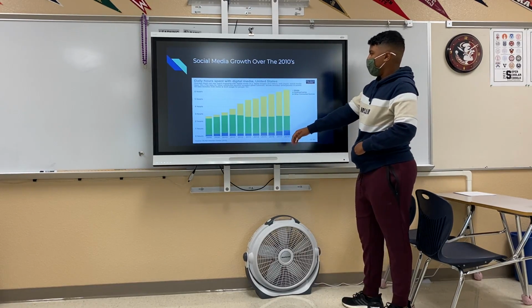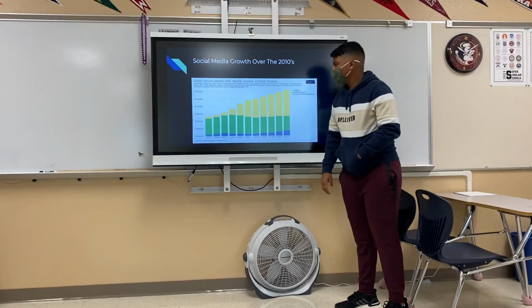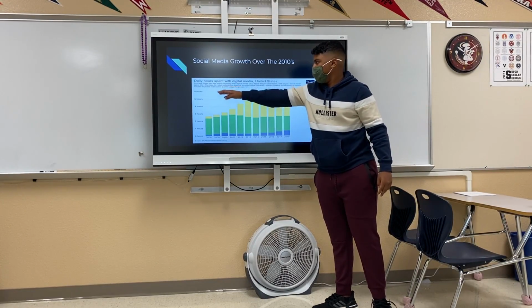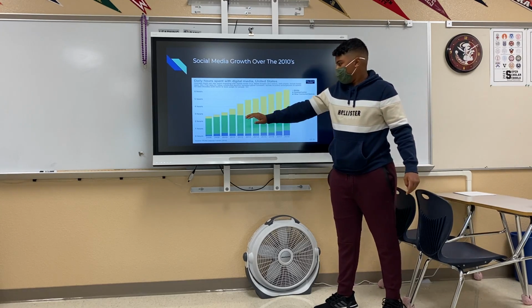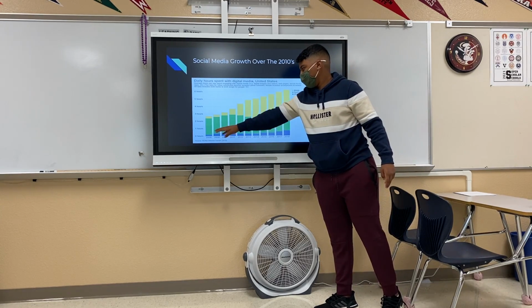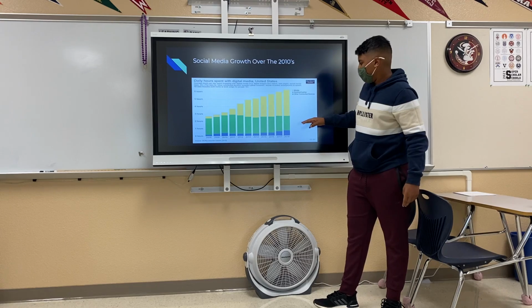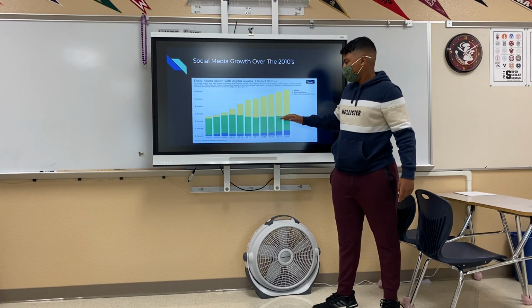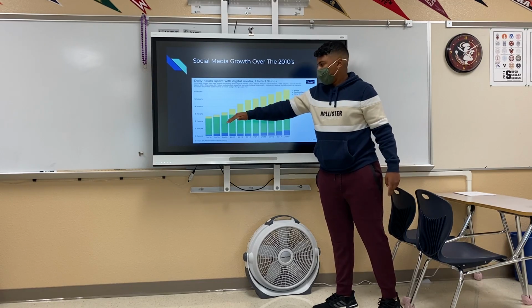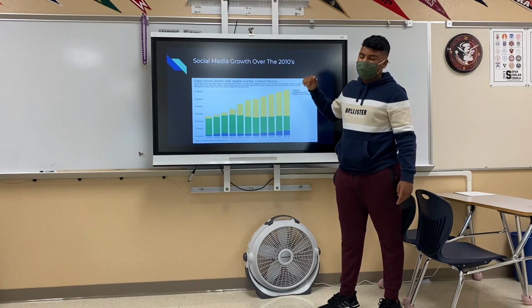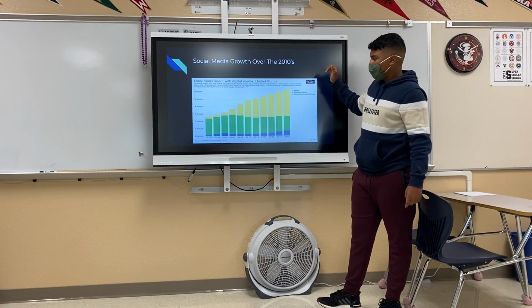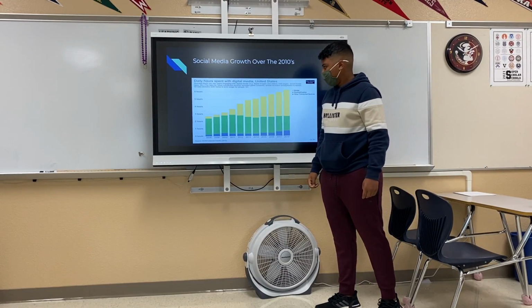So right here I have a chart about social media growth over the 2010s. It says daily hours spent with digital media. As you can see with the green, it's laptops and desktops, and it's pretty mediocre. It stays the same, because as the years have gone on, the usage of phones and mobile devices, especially in teens and kids, has gone up a lot with more advanced technology.